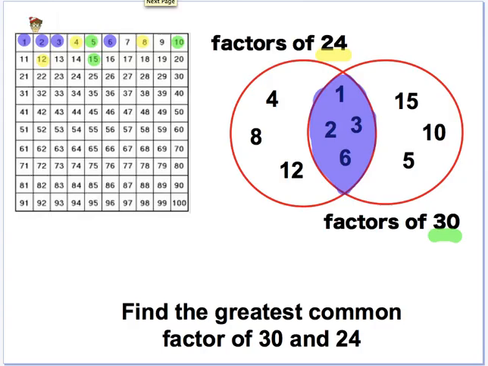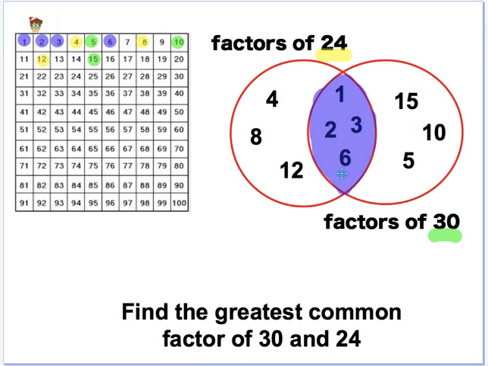The greatest common factor, or factors, there's two ways of doing it. You can do a hundreds chart, or you can do a Venn diagram. So if the question says, find the greatest common factor of 30 and 24, we're doing factors, right? So we're dividing down. What you can do is, on one side, write all the factors of 24. And they're 1, 2, 3, 4, 6, 8, 12. And you write all the factors of 30: 1, 2, 3, 5, 6, 10, 15.